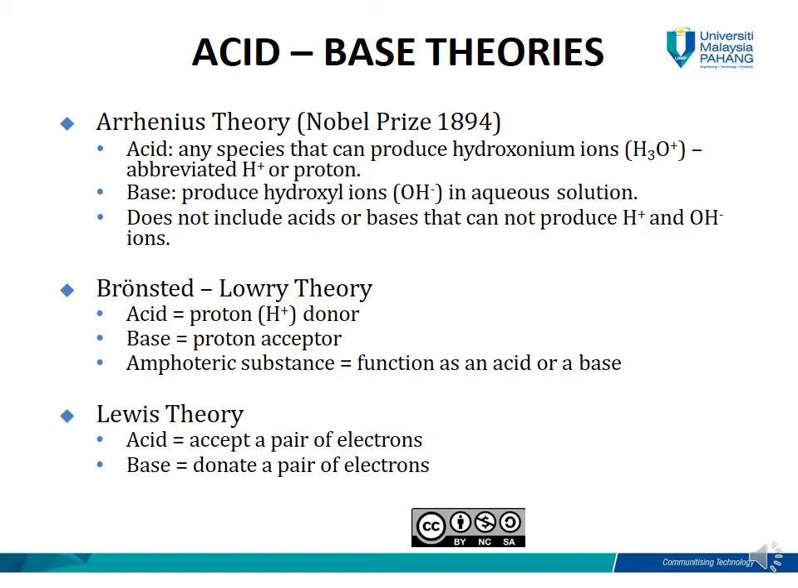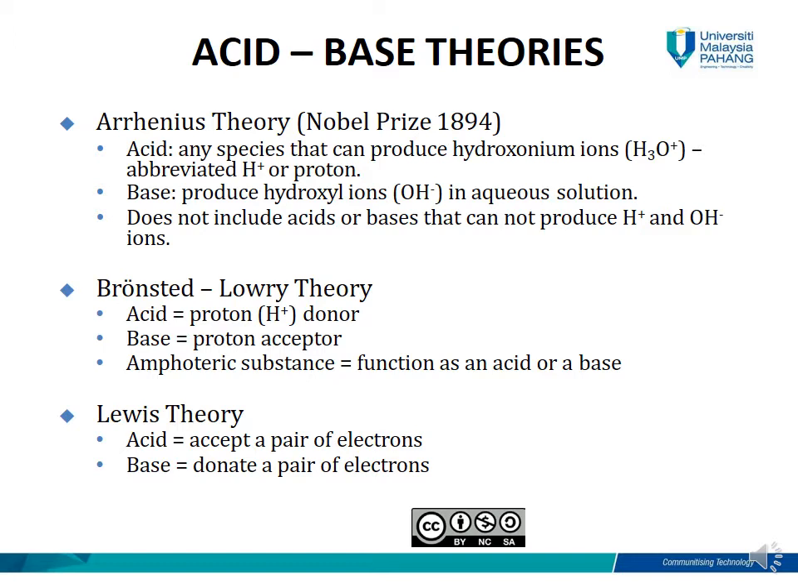Another theory comes from Bronsted-Lowry. He said that an acid is a proton donor. Proton here refers to H+, and a base is a proton acceptor. In this case, we have a new term that we call amphoteric substance. Amphoteric refers to a substance that can function as an acid or base. It means that it has the potential to become an acid and the potential to become a base.